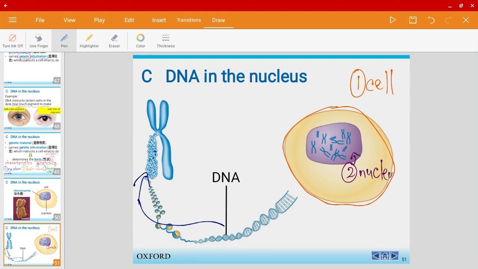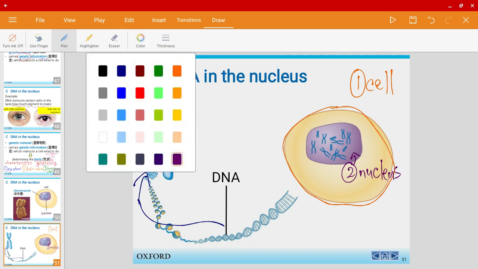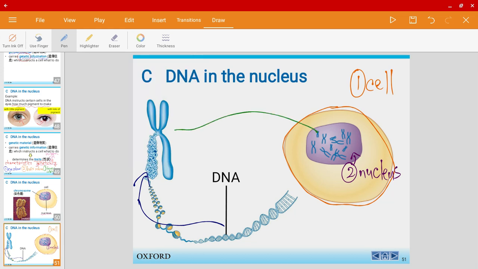And inside the nucleus, what are these X sort of structures that you see? Yes, those are the chromosomes. And finally, inside the chromosomes, that is where you could find the DNA.